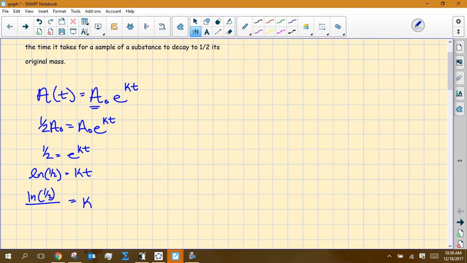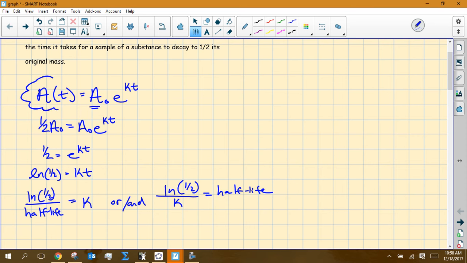Okay, so maybe write it this way: k, or t, because we're going to need both of these at probably some stage in these questions. If I would have divided both sides by k, I would have had ln of 1/2 divided by k is equal to t, which is your half-life. So this provides us a unique ability to work with radioactive decay questions. I'm going to need this thing here.